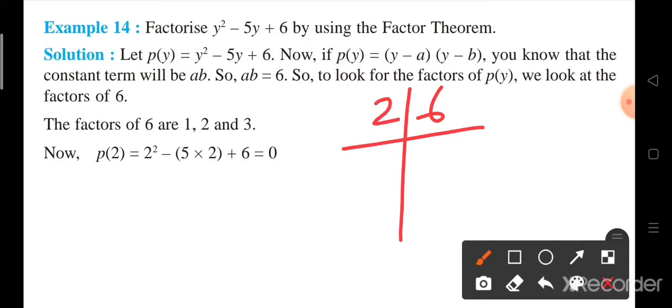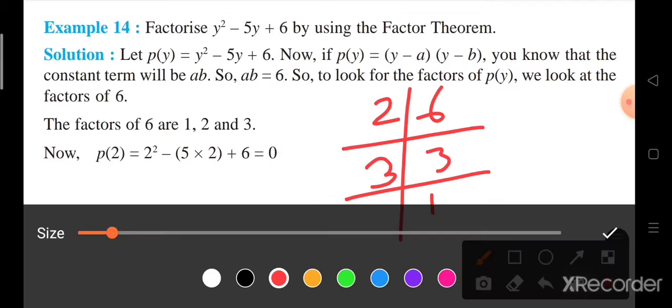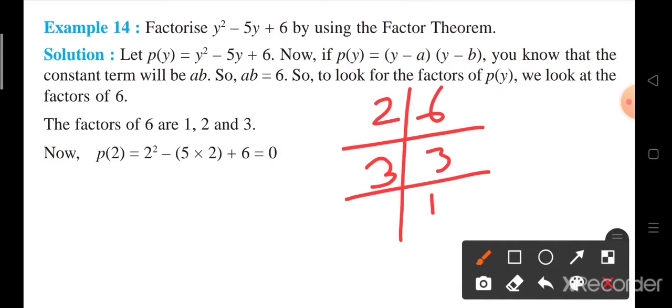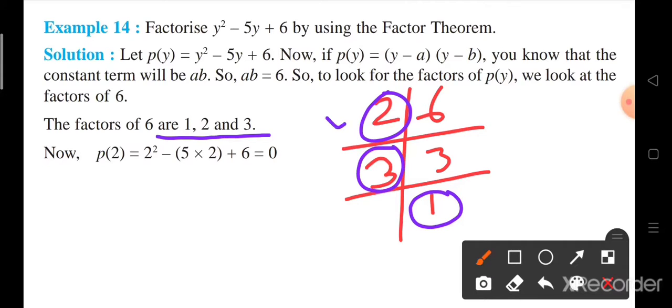So let us find out the factors of 6. There are three factors which we are seeing right now: 1, 2, 3. So they are written over here. Now let us check one by one which of them is the zero of this polynomial. So we place y is equal to 1. So what we get?